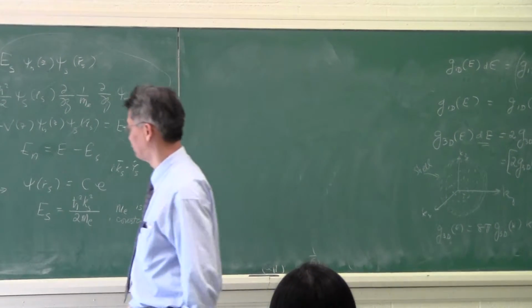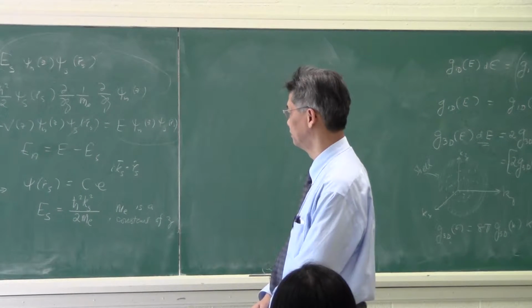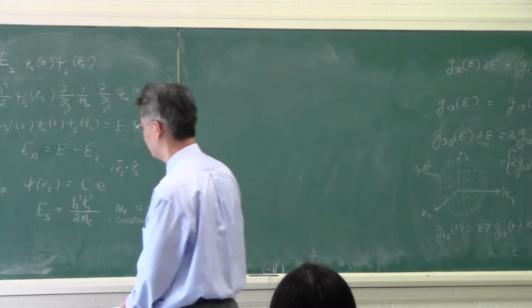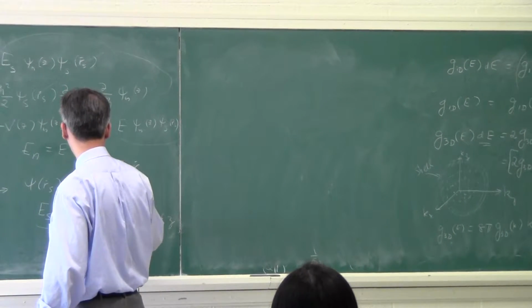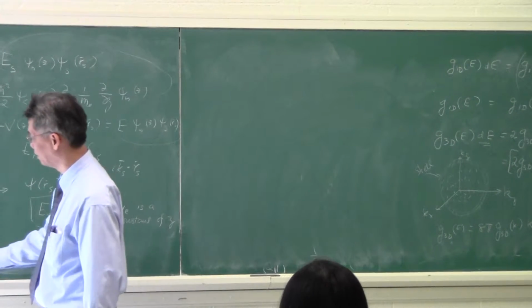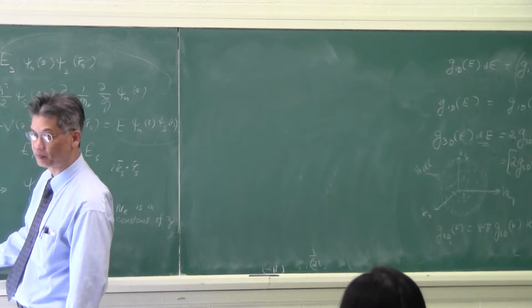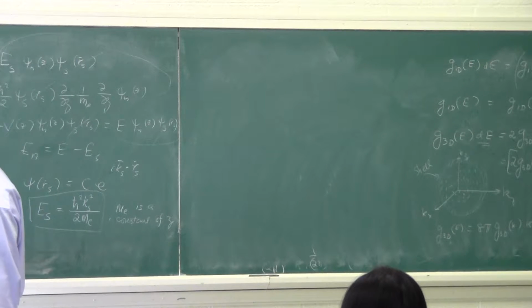Then you need to solve the second problem, where En is E minus Es, which you have already found. You can solve the second problem as an eigenvalue problem. It may not have a closed form, because V of z can be complicated.